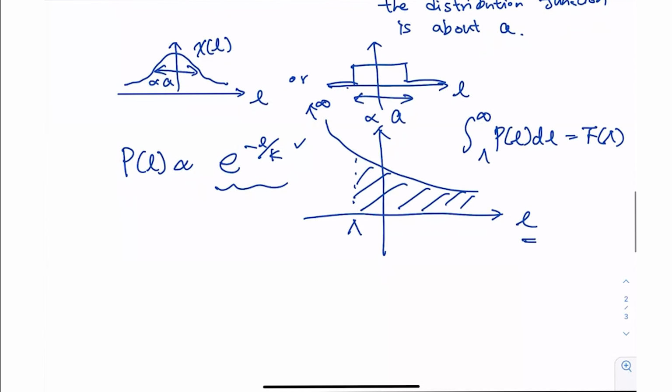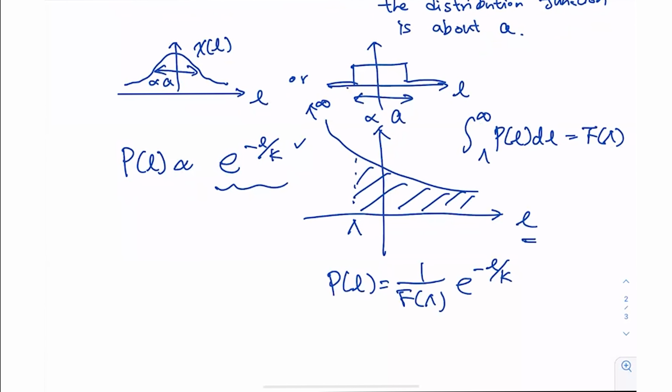Then the true probability for this distribution function should be f of lambda times the exponential of minus L over k in this case, because once you do the integration, you automatically get 1, such that it satisfies the normalization condition.